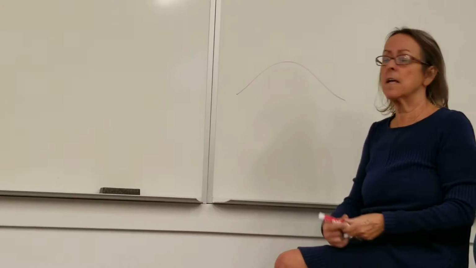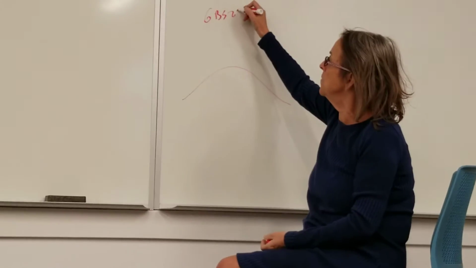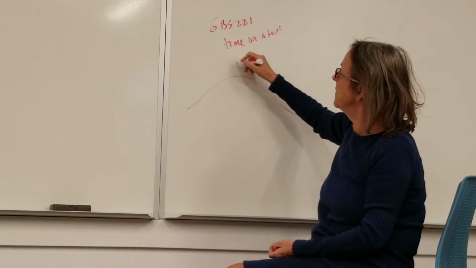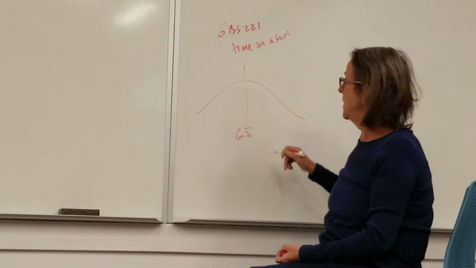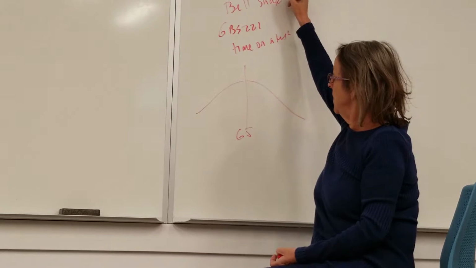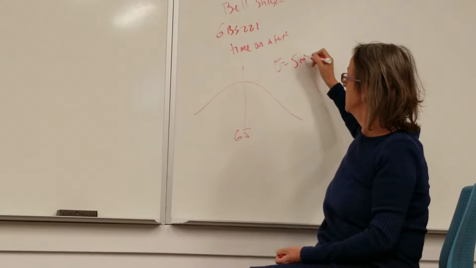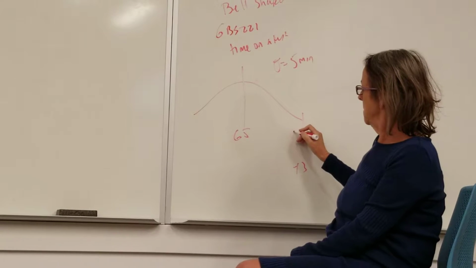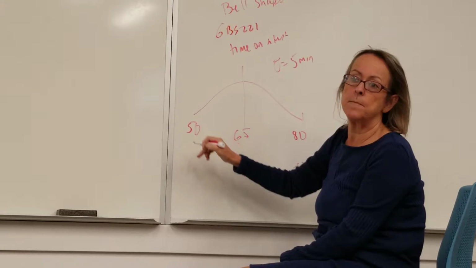The underlying population, that means like if this is how long GBS 221 students take on a test, and on average you take 65 minutes. But if I said it was bell-shaped, right, with a standard deviation of 5 minutes, or not, right, then this would be 80 minutes, and this would be 50 minutes, right?